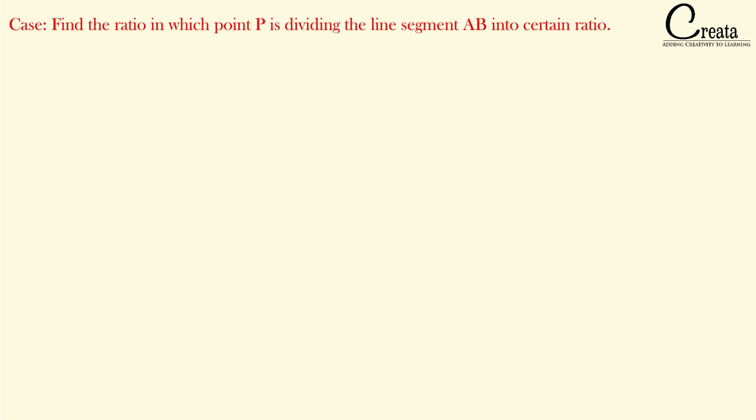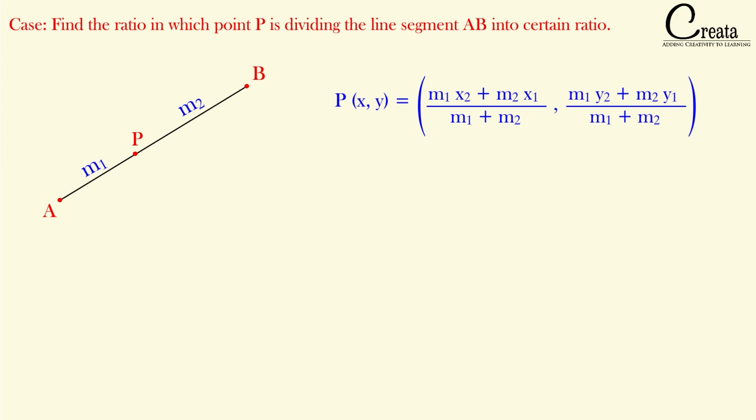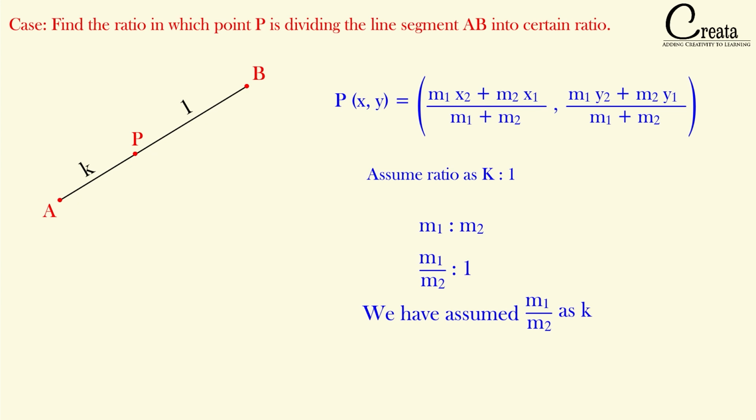The question that is asked is to find the ratio in which the point P is dividing the line segment AB. We can assume the ratio as m1 and m2 and we can solve the equation. But the fastest technique is to assume the ratio as k is to 1. We are not assuming the ratio as m1 is to m2. We are assuming the ratio as k is to 1. Here, if we divide by m2 on both sides, we get m1 by m2 is to 1. And we have taken m1 upon m2 as k. Basically k is to 1. The benefit is that if you put the k is to 1 ratio in the formula, we can replace the m1 term with k and the m2 term with 1. So it becomes slightly simpler to solve the question.